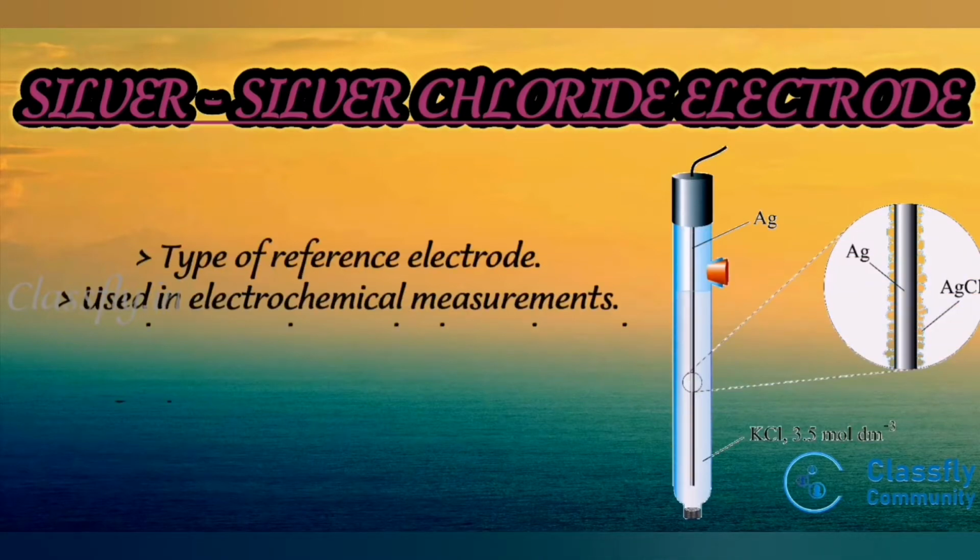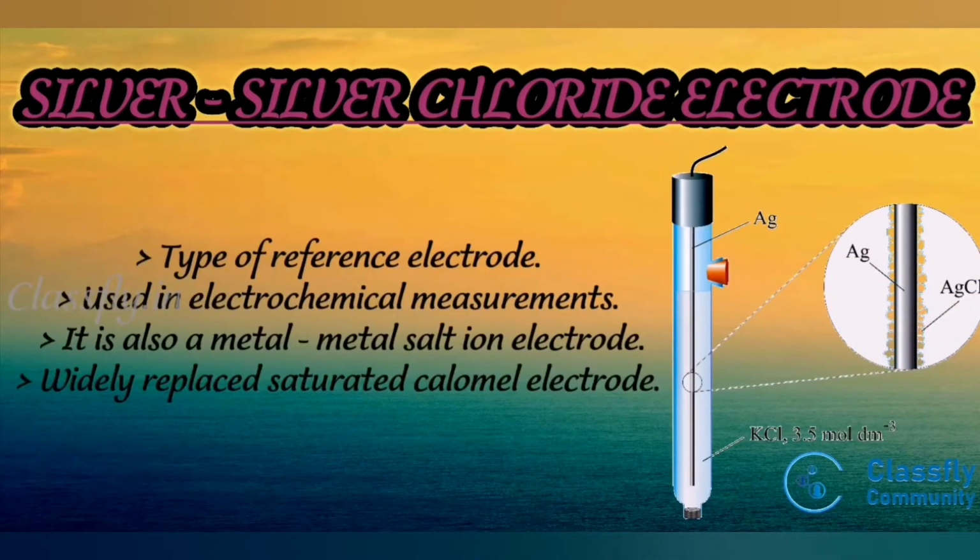It is a type of reference electrode commonly used in electrochemical measurements. It is also a metal salt ion electrode. For environmental reasons, it has widely replaced the saturated calomel electrode.